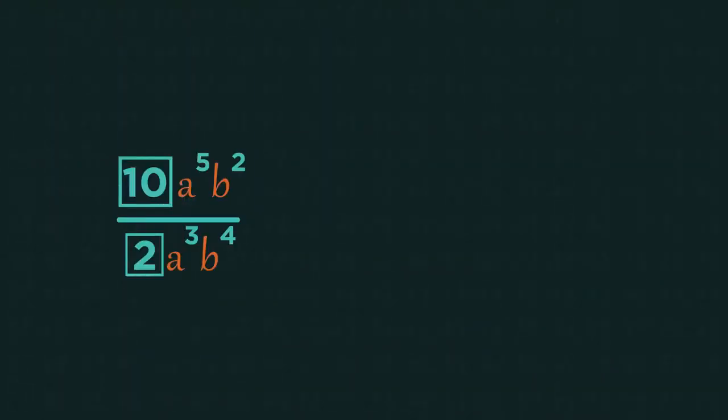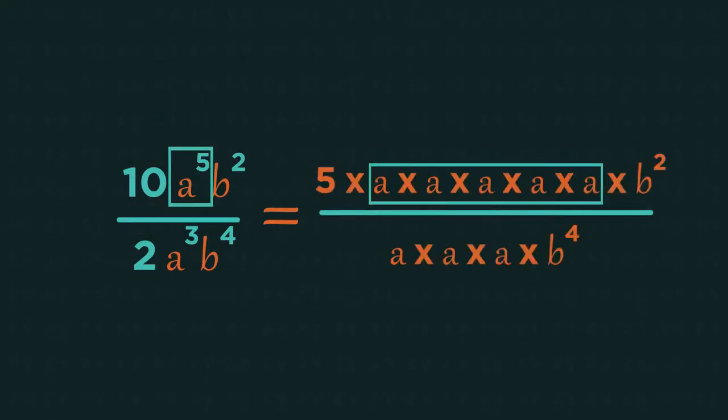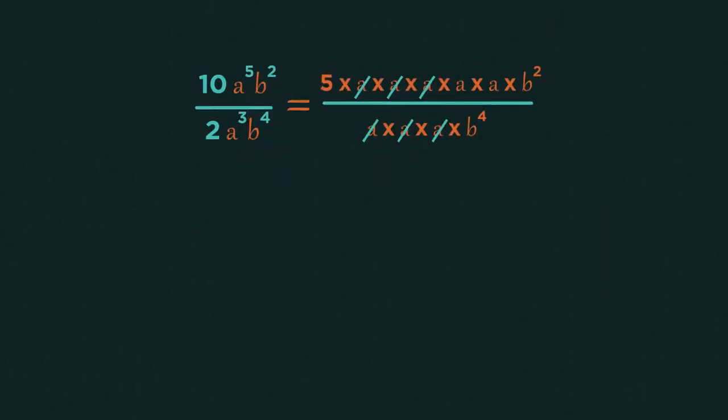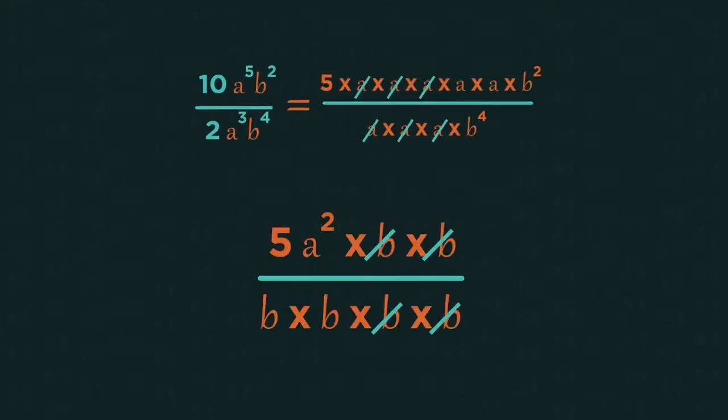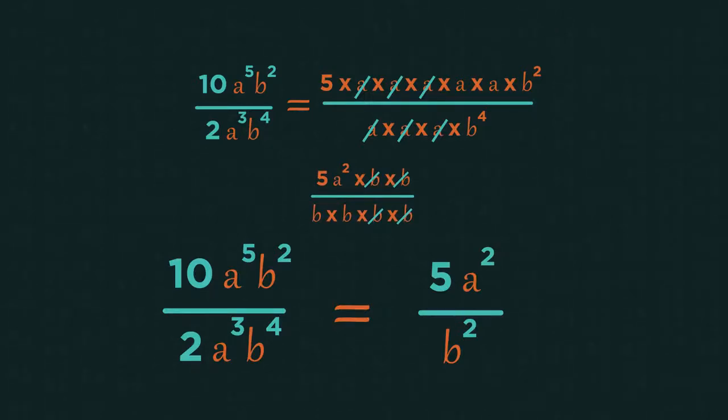So 10 divided by 2 is 5. And then, because we have 5 a's in the numerator and there are 3 in the denominator, this means we can cancel out 3 of the a's from both the numerator and denominator, leaving just 2 a's in the numerator. And then the same for the b's. We can cancel out 2 b's, leaving just 2 b's in the denominator, giving us our final answer.